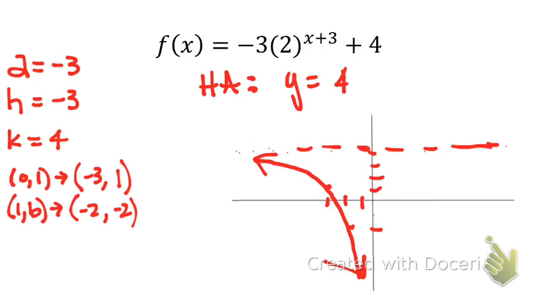So strangely enough, this is still a growth function, but it's a growth function that's been reflected over the horizontal asymptote. So the transformations: we shifted left 3, up 4, reflected vertically, and then multiplied with a stretch factor of 3. Okay, so that is exponential growth. The next video you'll watch is going to be on exponential decay.